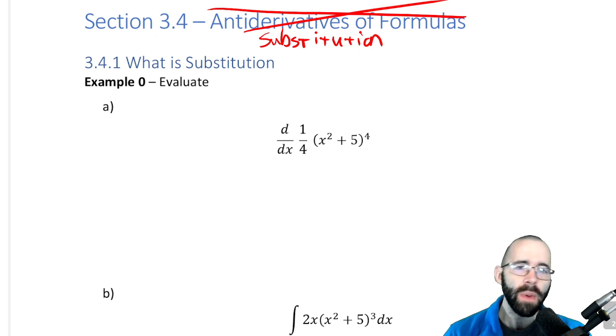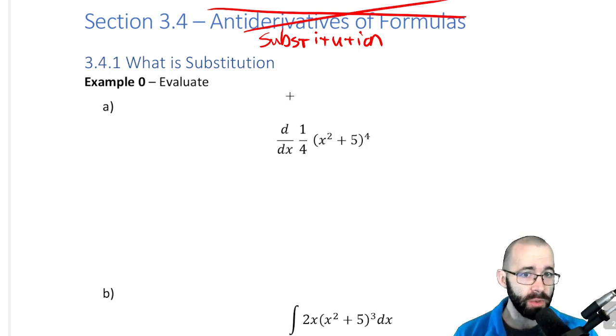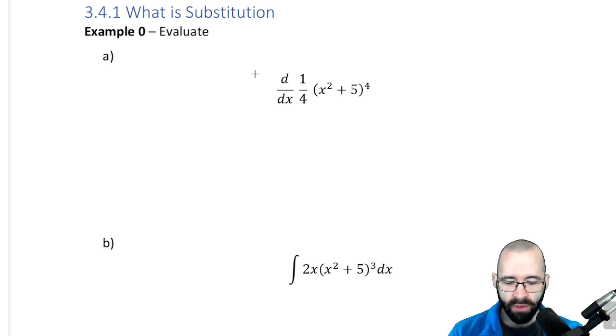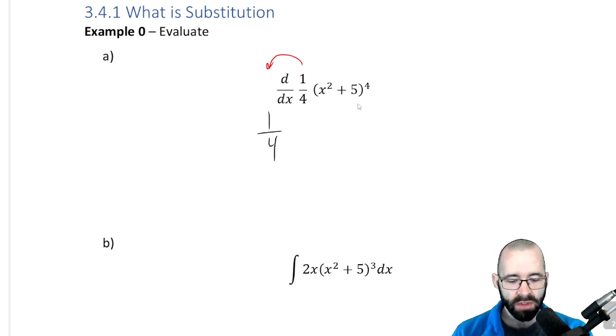Example 0, evaluate this derivative here. Let's see how well you remember chapter 2. To evaluate this derivative, the constant multiple rule says this constant comes out in front. We don't have to worry about the 1/4, so we have 1/4 times the derivative of this guy. Oh, we need to use the chain rule.